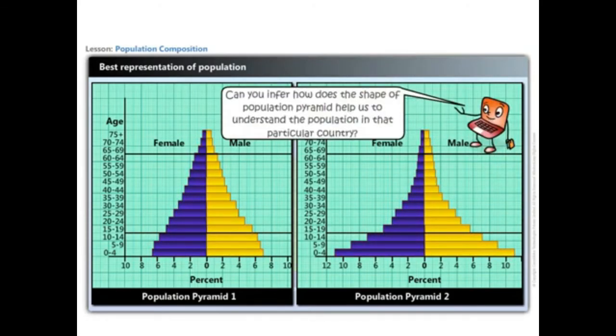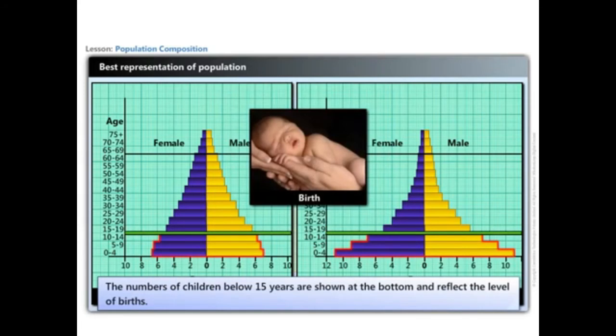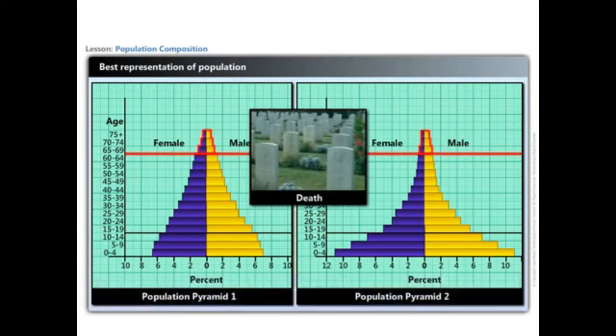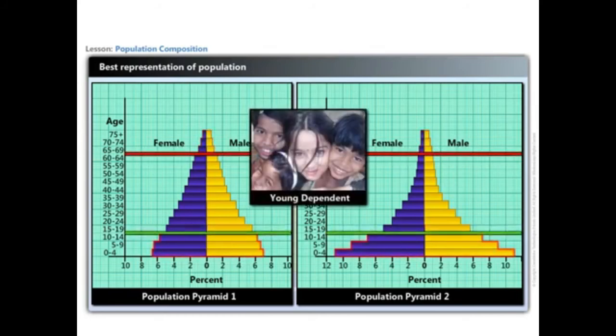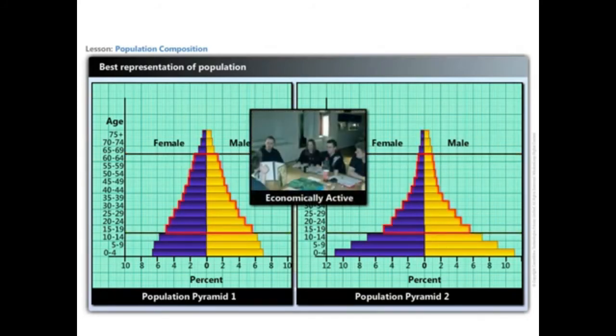Can you infer how the shape of population pyramid helps us to understand the population in the particular country? The numbers of children below 15 years are shown at the bottom and reflect the level of births. The size of the top shows the number of aged people above 65 years and reflects the number of deaths. Thus, the population pyramid tells us the percentage of population under two groups of dependents: young dependents aged below 15 years and elderly dependents aged over 65 years. Only those of the working age are the economically active.